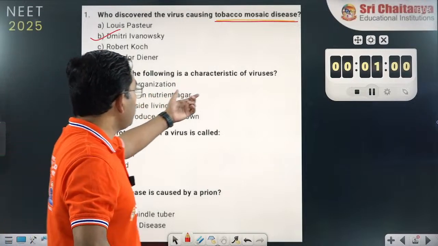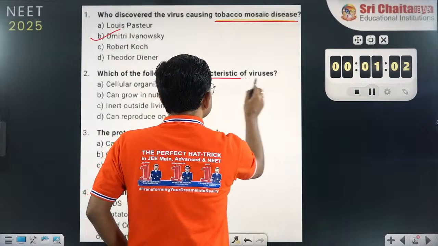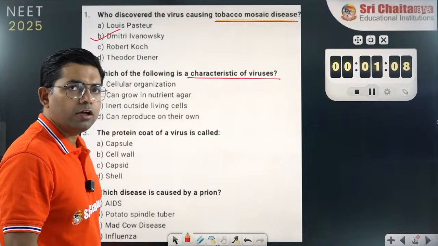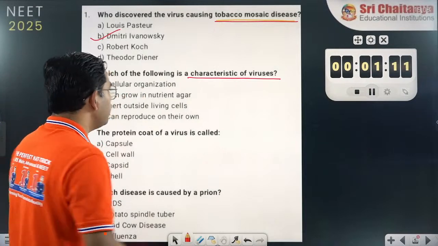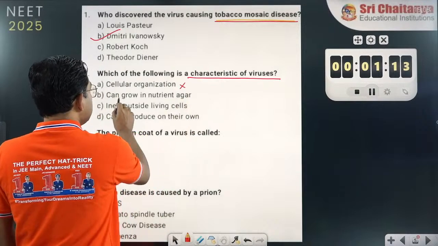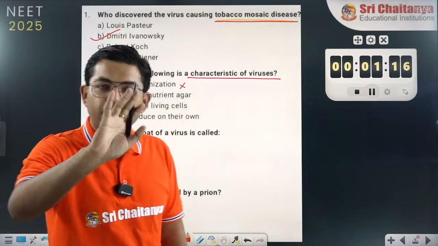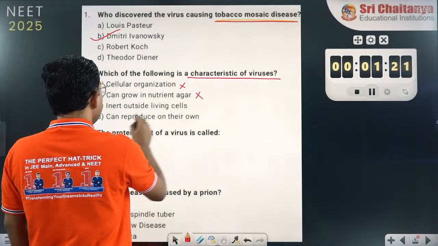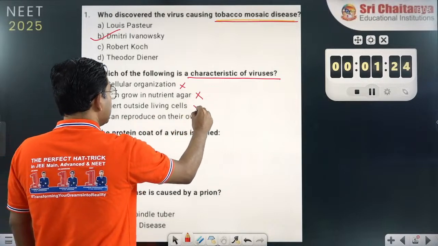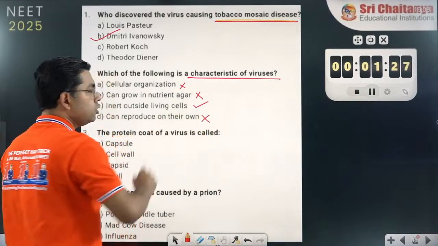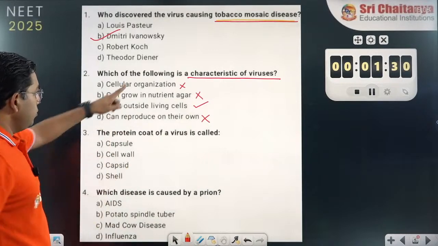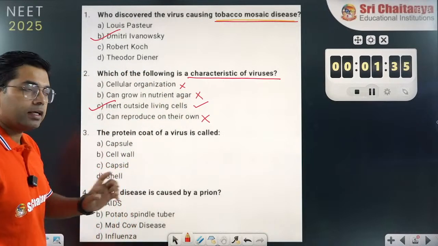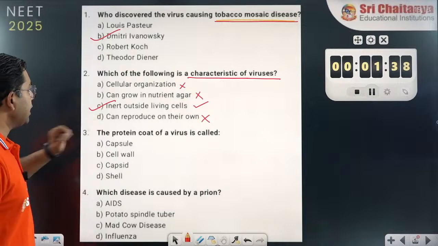Very good. Which of the following is characteristic of virus? Simple question. So virus has cellular organization? No. Virus is acellular. It can grow in nutrient agar? No, it cannot grow outside. It can only grow inside the cell. So this is also wrong. It is inert outside living cell. Yes. Can it reproduce on its own? No. So virus is inert outside the cell and it is active inside the cell. It will divide inside the cell. So the second correct answer is C.